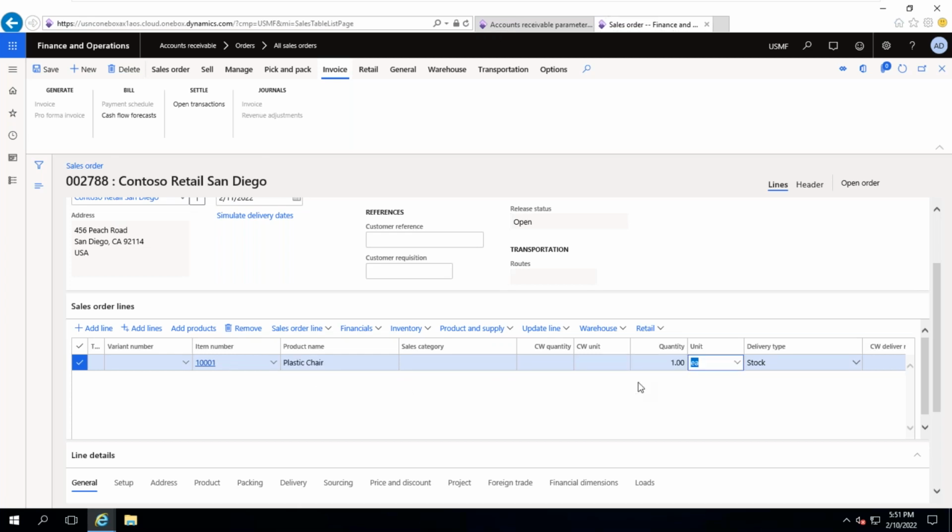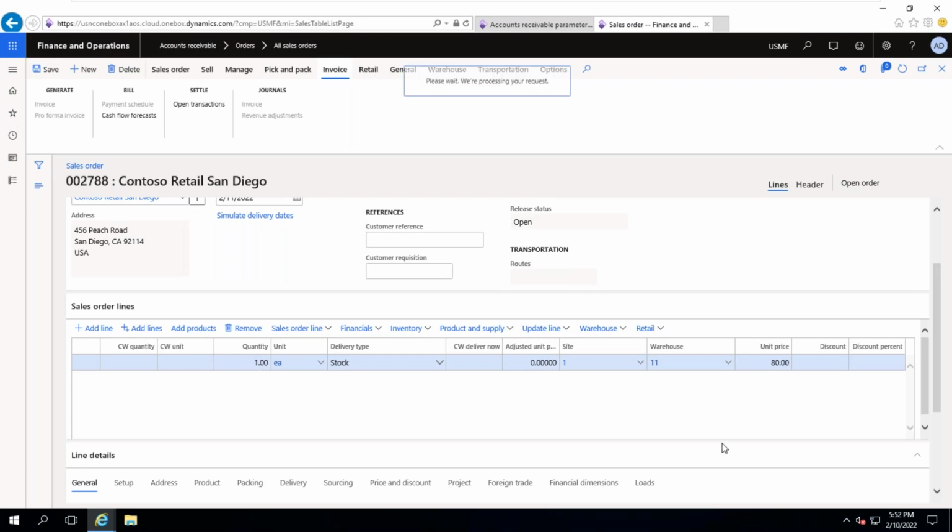Okay, fine. So 80 quantity, 80 price, it is there. The price is 80. One quantity.